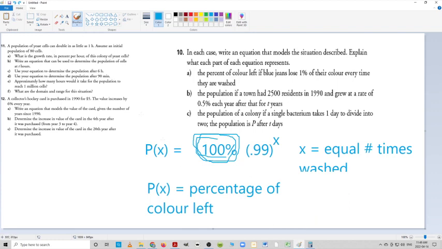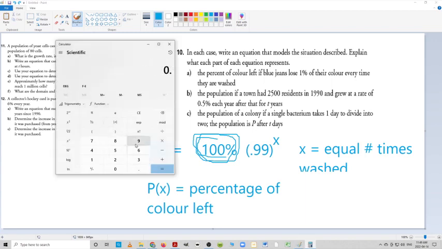And so we're essentially, let's say we do the jeans 5 times. We wash them 5 times. We multiply by 100. And the jeans are now at 95% of their color.